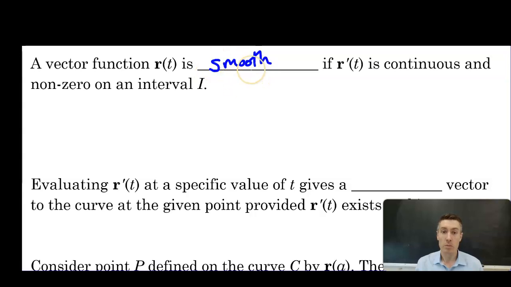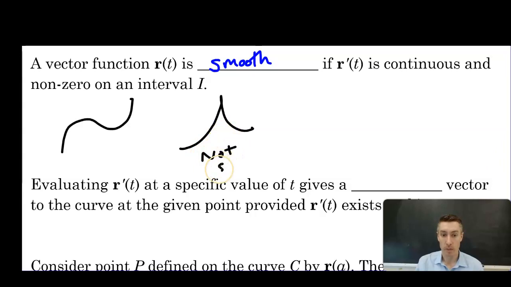So what it means to be smooth, if we draw a few examples, right? So this is an example of a space curve that would be smooth, right? This is a smooth vector function. Here, if we drew a cusp, right, this would be not smooth. Each piece here, if we divided it into two pieces, it would be two smooth pieces, or piecewise smooth, but as one curve, it would not be smooth because r prime of t is not going to be continuous. r prime of t at that cusp is not going to exist.